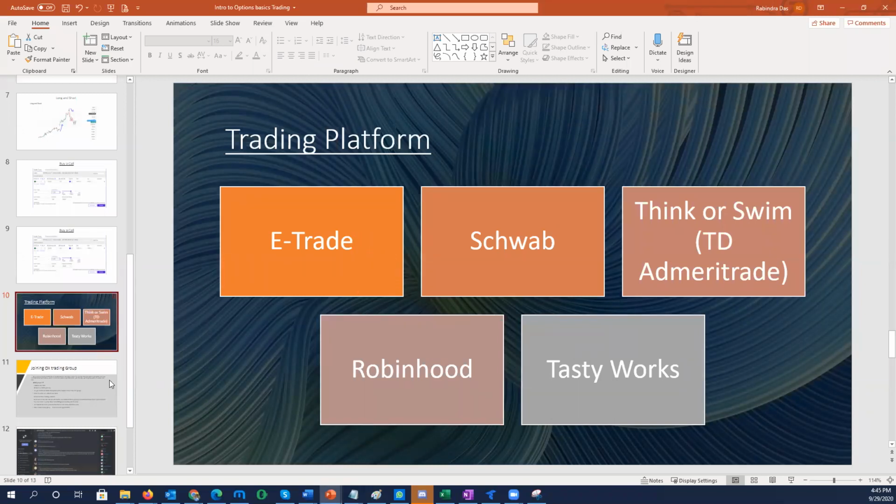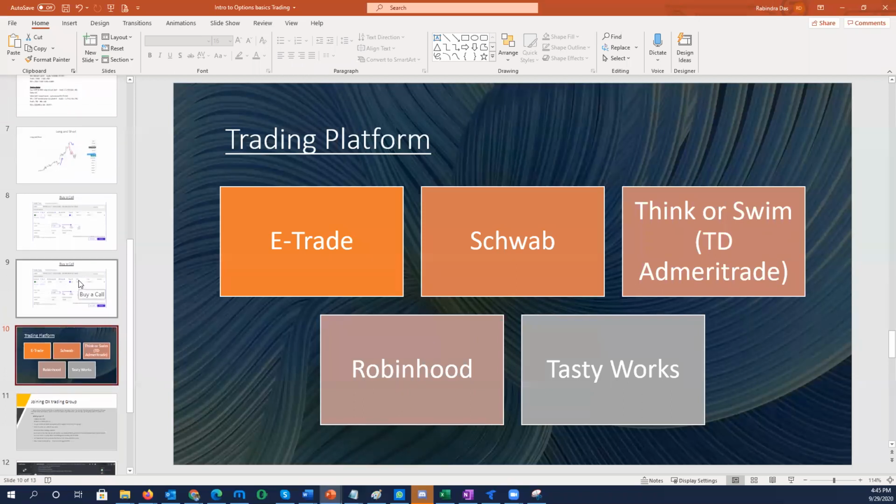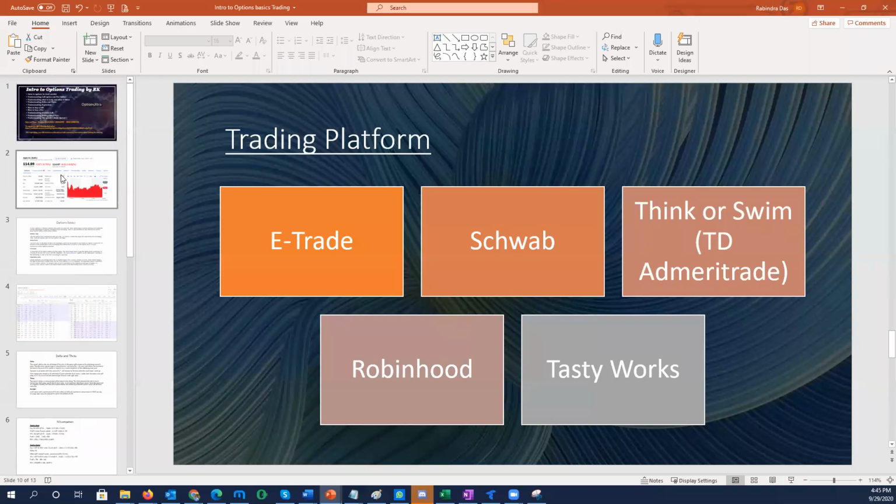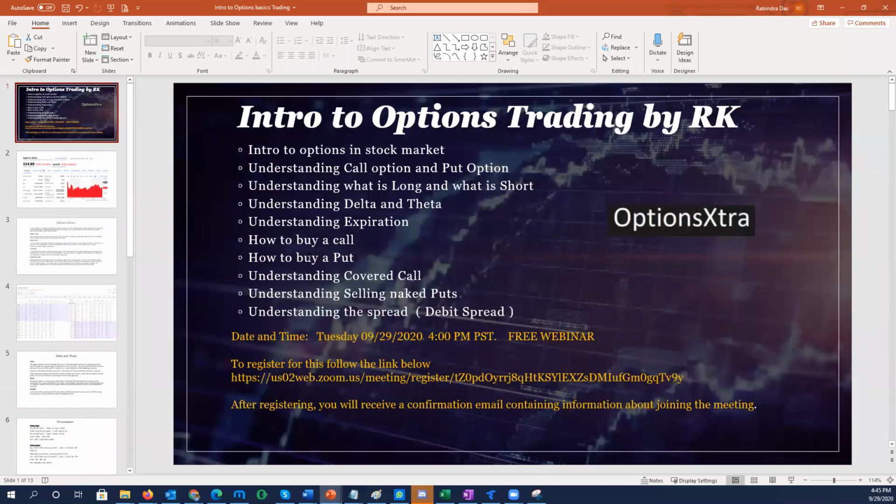So E-Trade. Okay, and there is another one I wanted to cover on the topic. Hold on. Oh, buy call, buy put. Okay, so understanding covered calls. That's a good part.